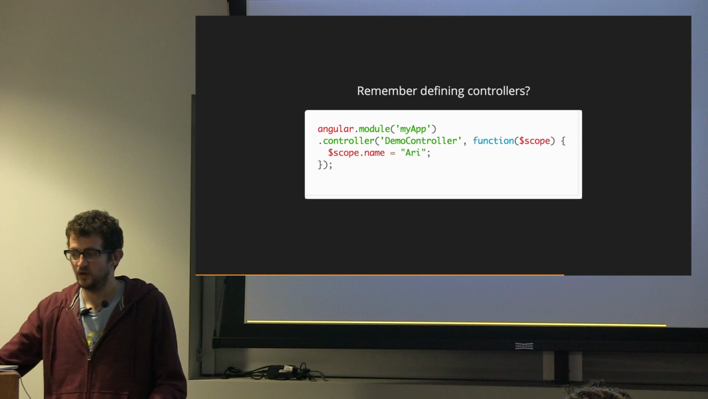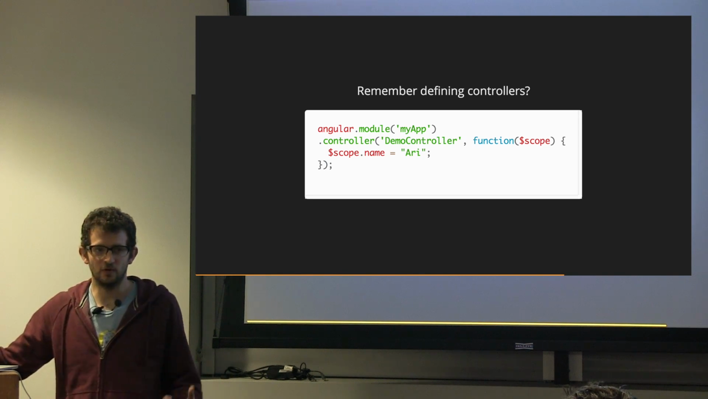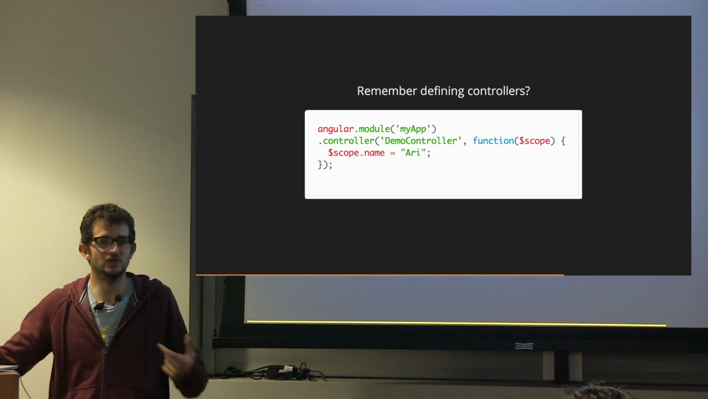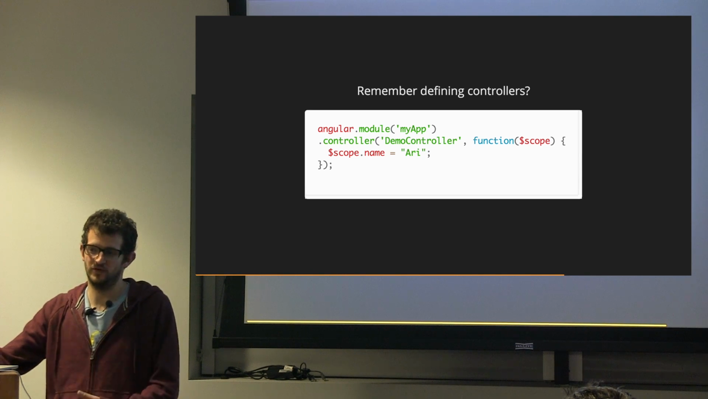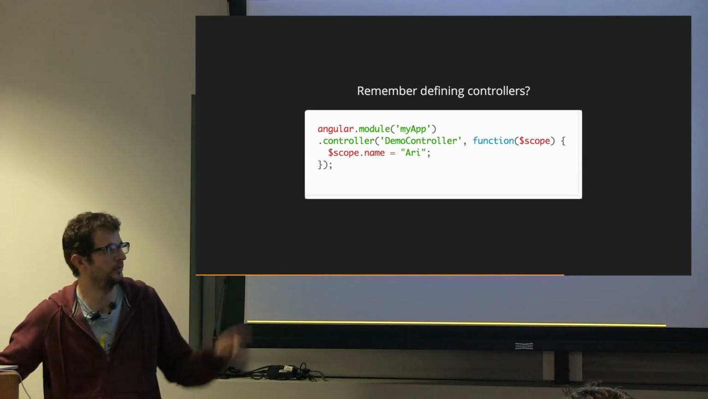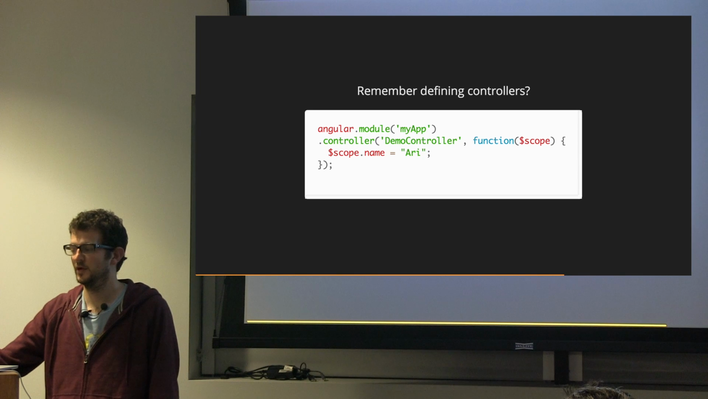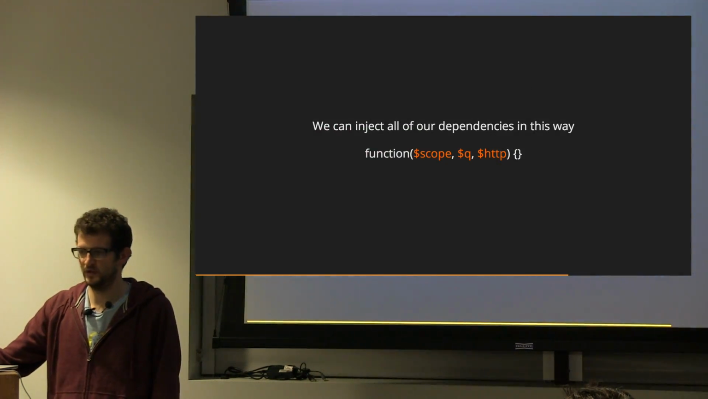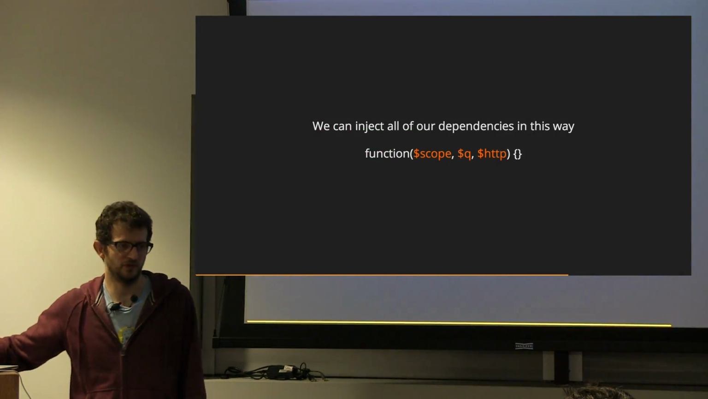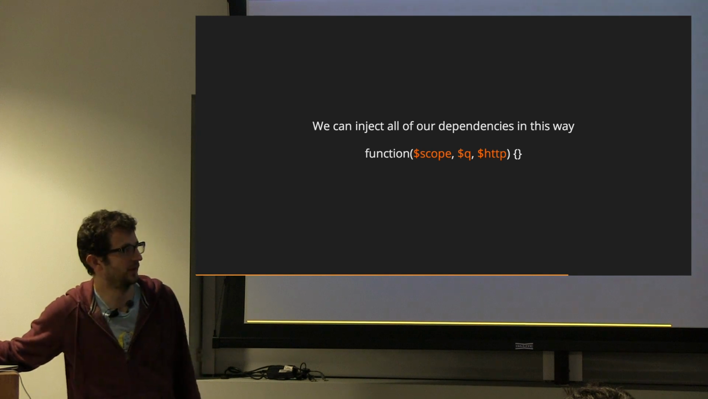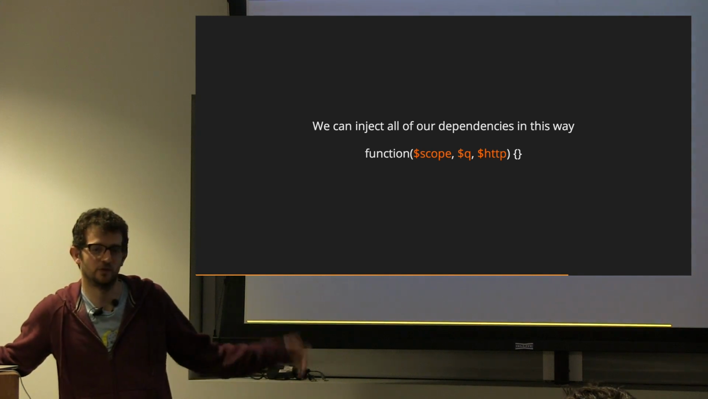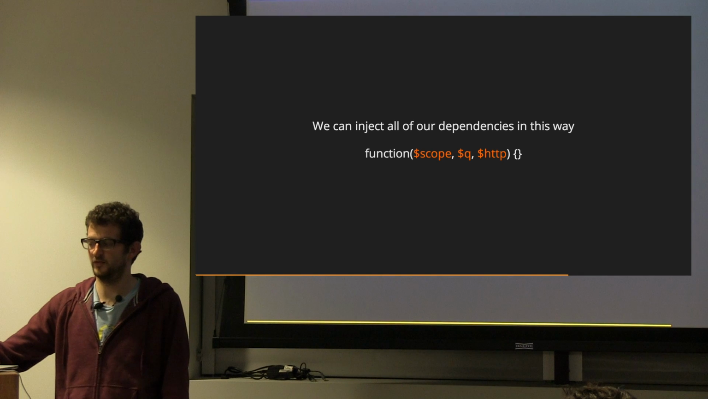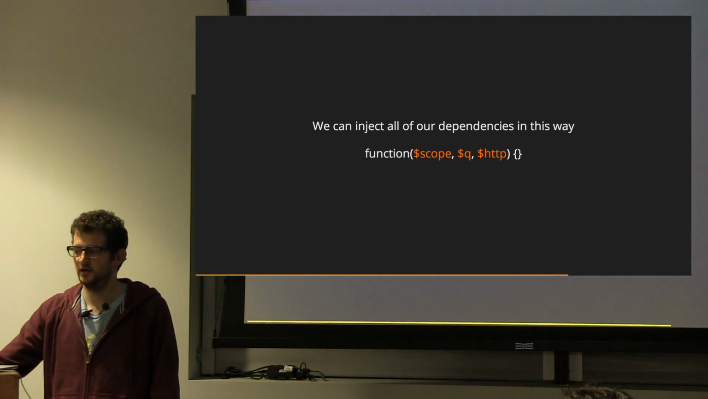So in this case, we're telling Angular that we want the demo controller's scope injected into that constructor function. We don't have to do anything other than put that $scope inside of there. We can inject all our dependencies like this. There's a bunch of services inside of Angular. We're not going to be able to cover services today, but if you were using the $q service or the $http service, you can simply inject those the same way.